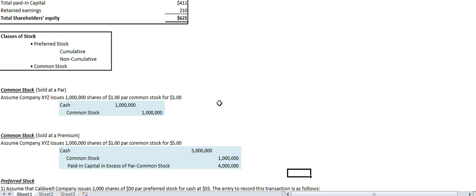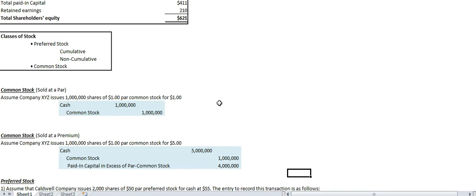But it's lost a lot of significance these days. However, for accounting purposes, it's taken into consideration a lot. So you will have to learn how to deal with par value as far as accounting goes.